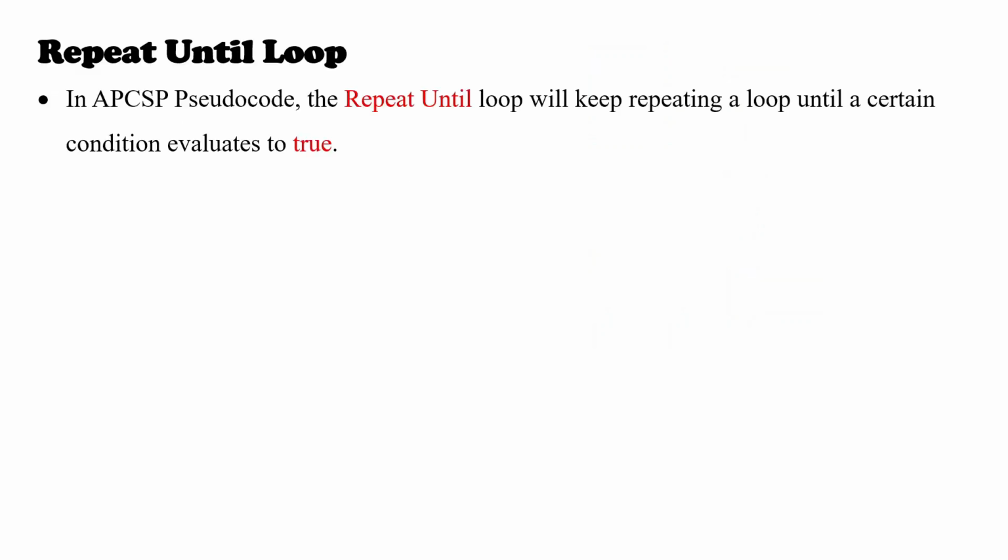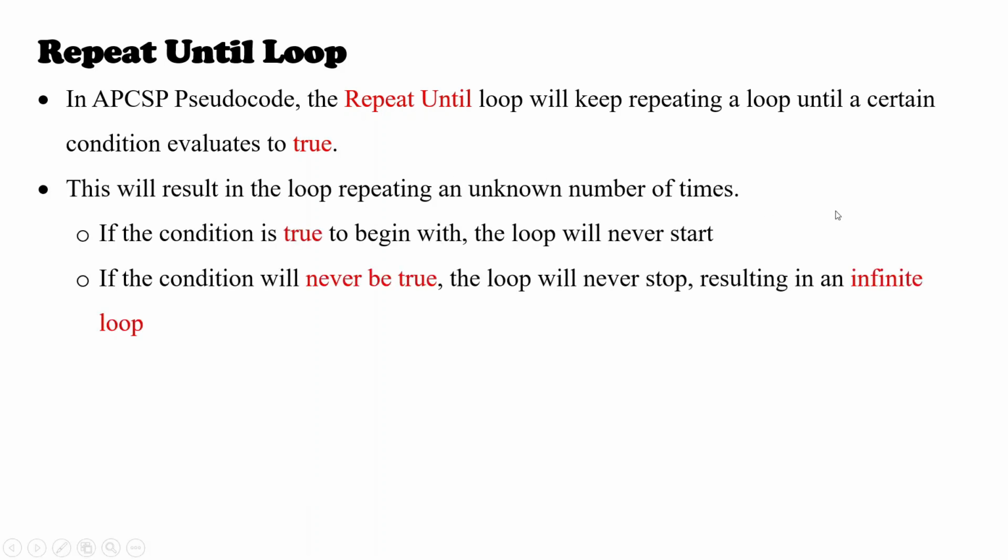Now let's get into the repeat until loop. So the repeat until loop will keep repeating a loop until a certain condition evaluates to true. So this will result in the loop repeating some unknown number of times versus the repeat n times, where we knew beforehand how many times we were going to have to run. So here the repeat until loop, it might run only once, it might run hundreds of times, it might not even run at all, right?